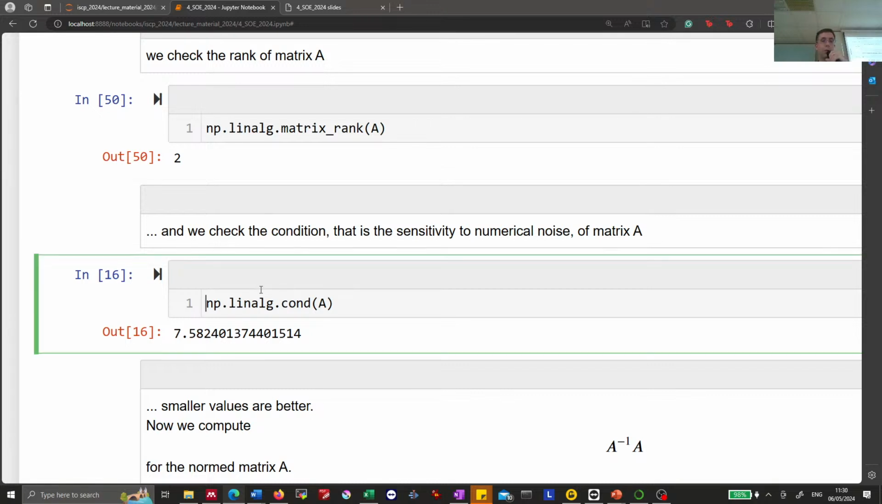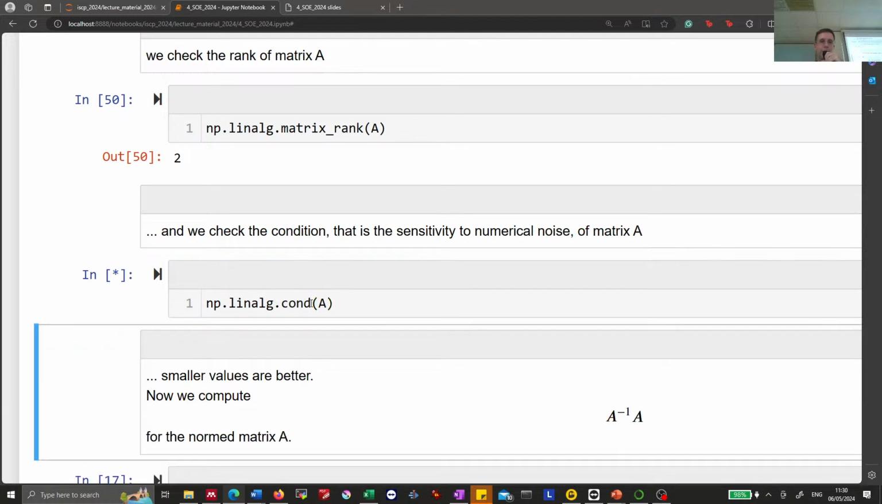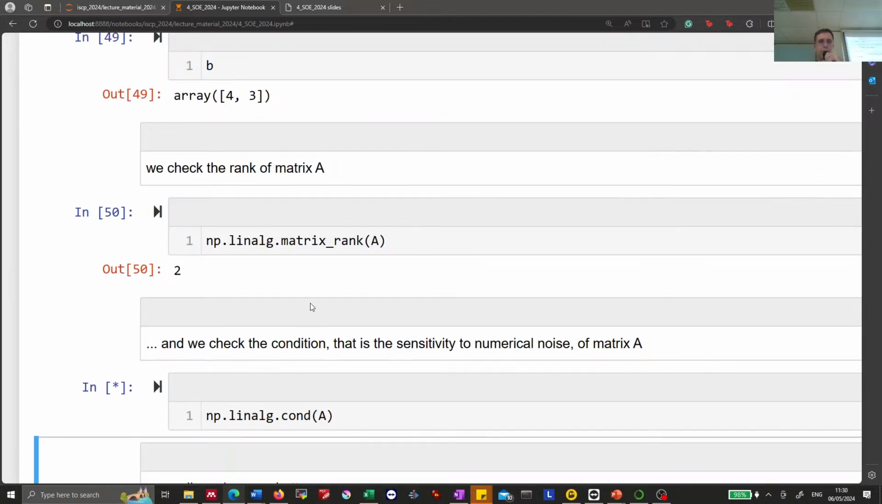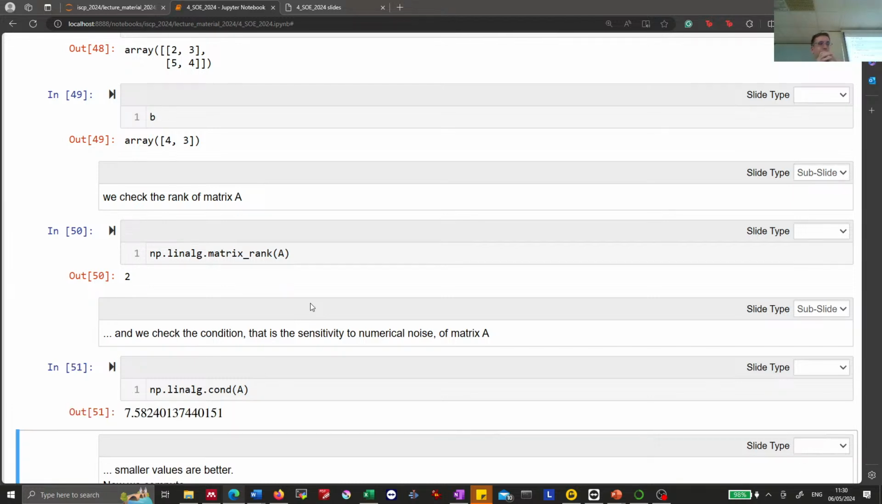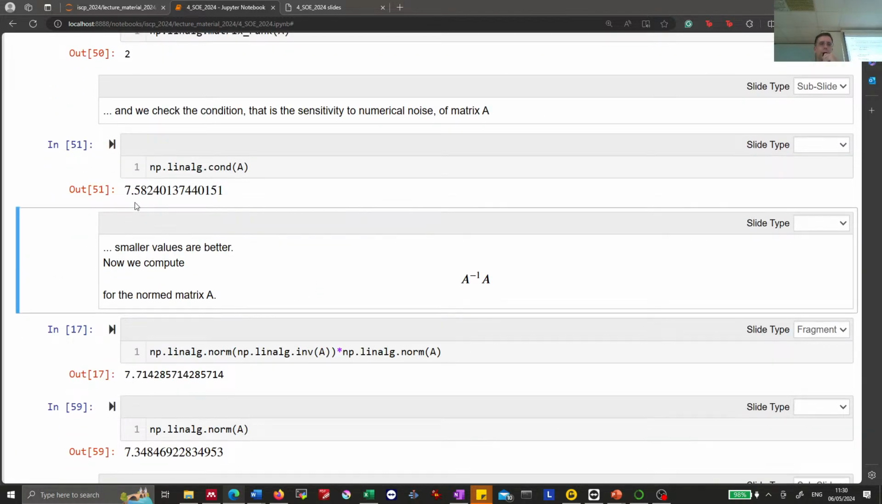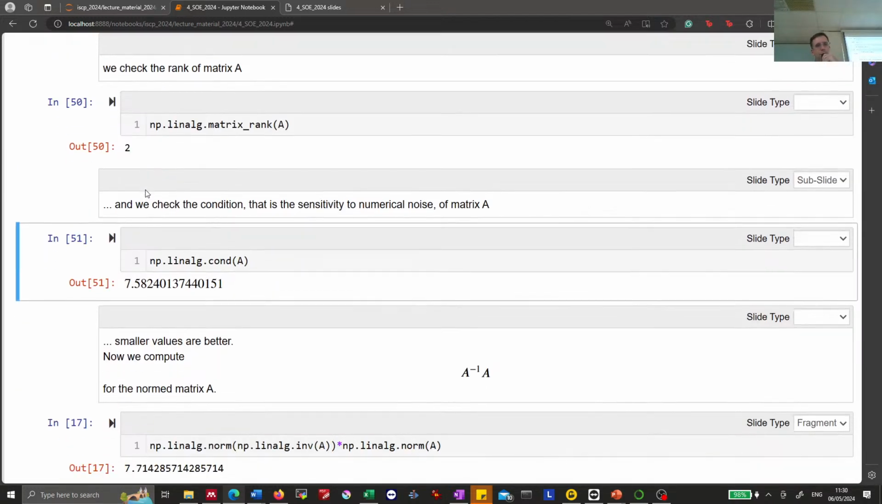The next thing I need to check is the condition number. To check the condition number, I'm going to use the COND method. So basically the condition method here. I pass A as an argument. On the value I get back, last time it was 7 point something. Now, the way the condition number is actually computed can differ depending on the methods used. So 7.58, is this good? Is this bad? I think it's still okay.